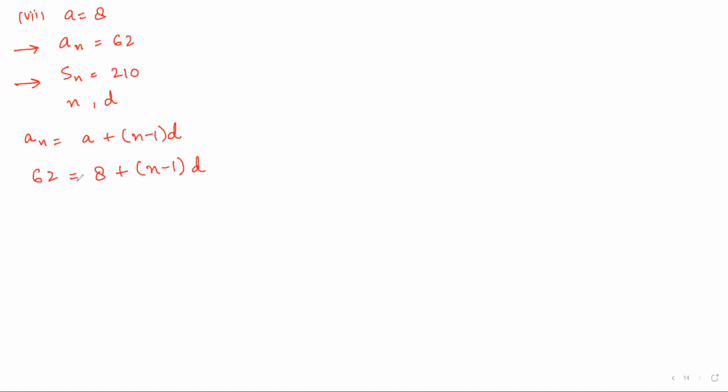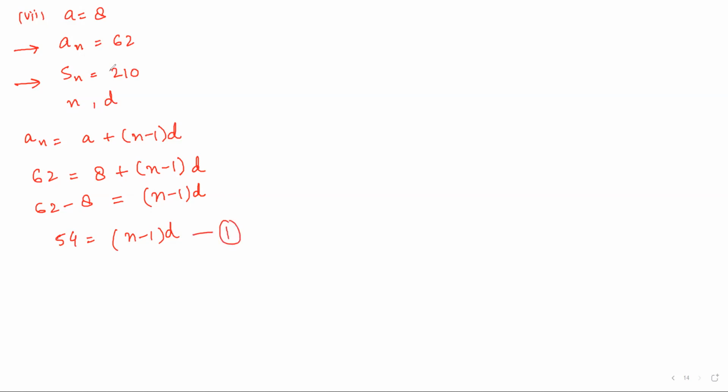So I can do one thing, I can take at least this 8 here. So 62 minus 8 is equal to n minus 1 into d, right? How much is 62 minus 8? 54. n minus 1 into d. Now two things I don't know, so I cannot solve it further, right? So I'm just leaving it here. I don't know what will happen, but let's leave it here.